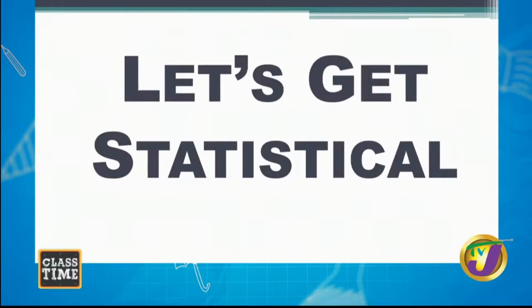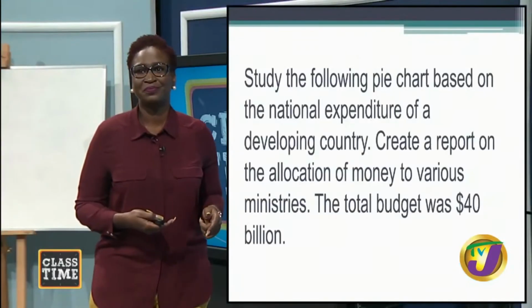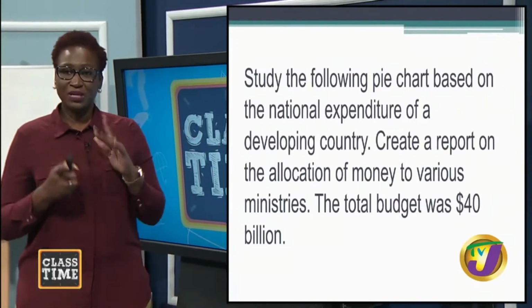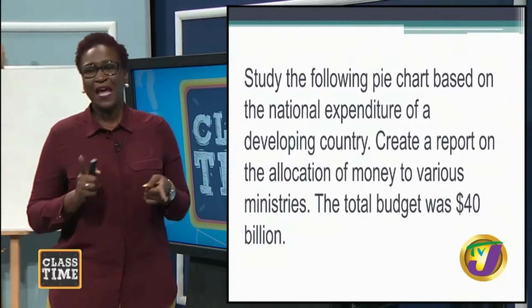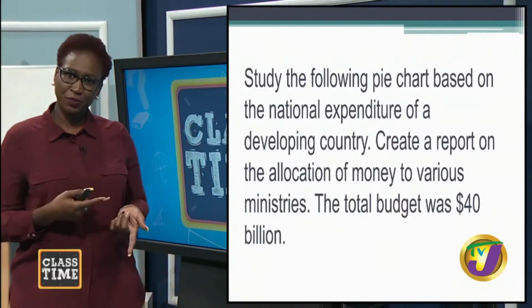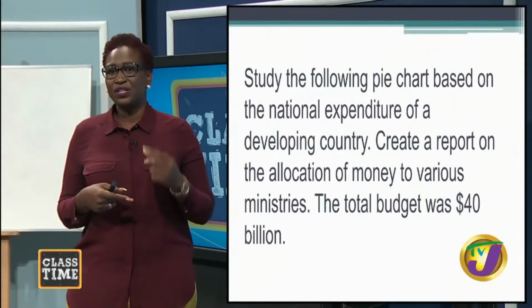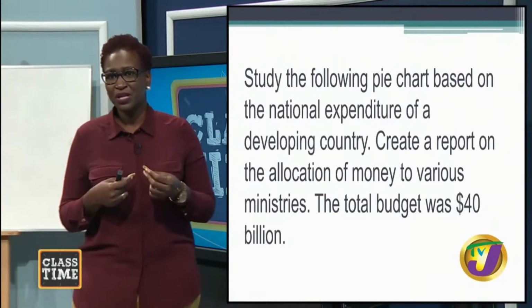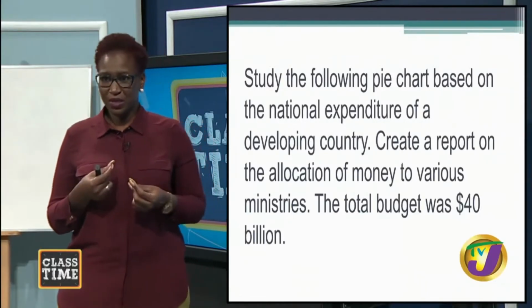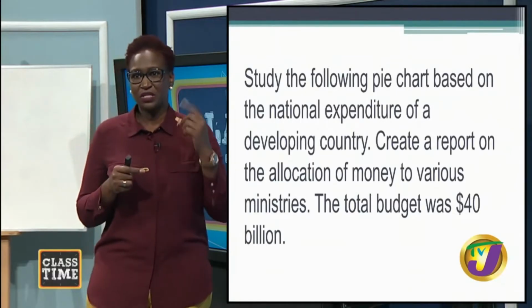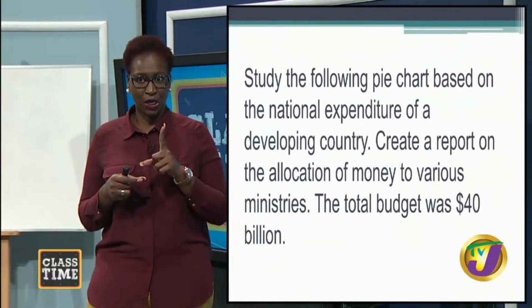So now it's your turn to do a little work for yourself. Here is your cue. You're going to look at the pie chart that comes up next. This pie chart is based on national expenditure for a developing country. And the idea is that after you have done this, you're supposed to create a report on how the money was allocated among the various ministries. Keep in mind the total budget is 40 billion.